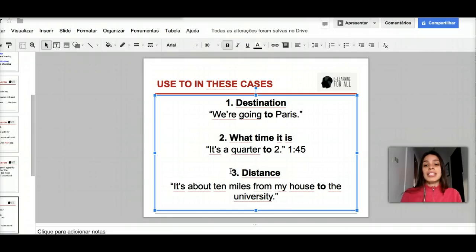Number 3, distance. When you're talking about distance, you're going to use also the preposition to. It's about 10 miles from my house to the university. Yes. I tend to think that this is also related to destination. It talks about the distance, but it talks about the destination because you're going to go somewhere. So to me, this rule is related to destination as well. But you can think of it as distance if you like. Okay? Perfect. Moving on to the next slide.